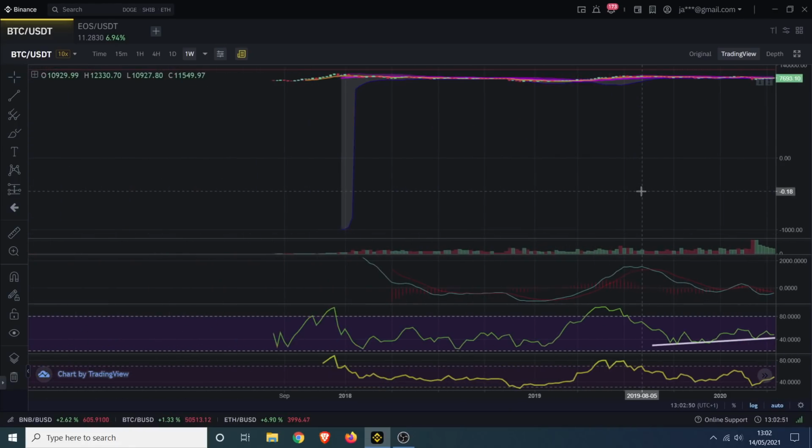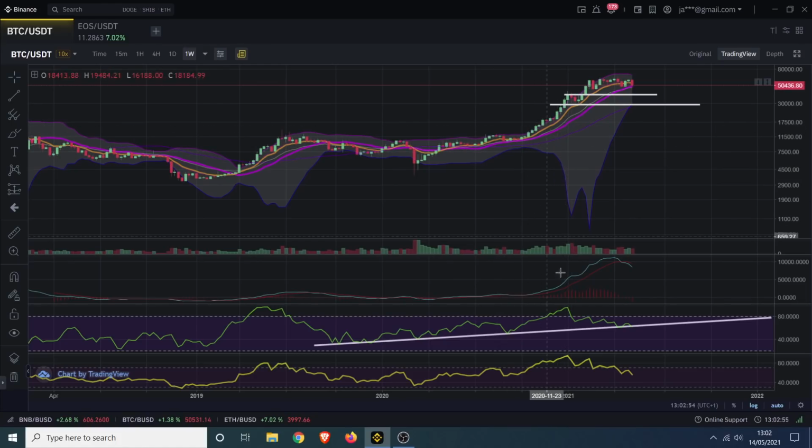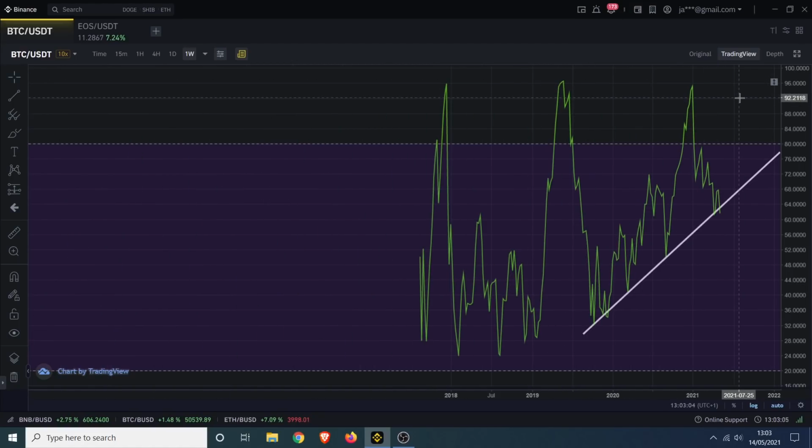Oh dear, the logarithmic scales on the weekly look very strange. Yeah, over here, very high reading. In fact, it was at this point where I started to feel that something was going to change, and it did, and it corresponded to the alt season and this, that, and the other. So, yeah, just a brief recap as to what's been going on.